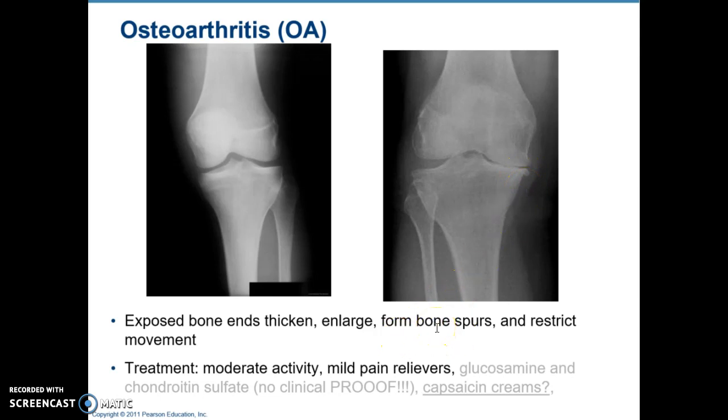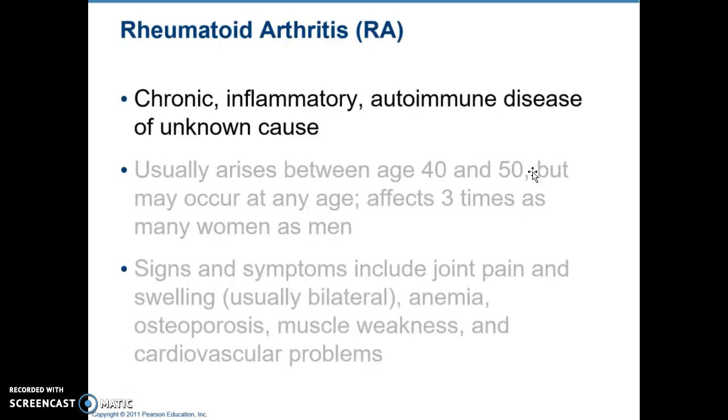So what happens is when the cartilage is gone, the 2 bones rub against each other. That causes stress, and in response to the stress, the bone starts to grow. So you get these ruffled edges or bone spurs around the outside of the articular surface as the arthritis continues, as your knees and joints deteriorate.